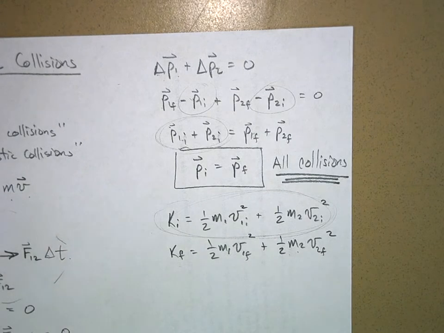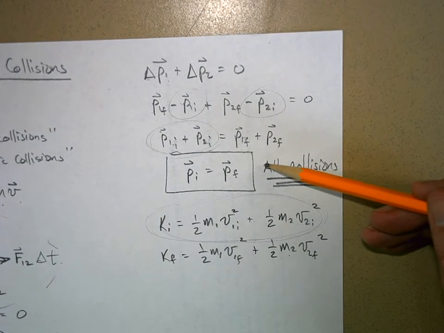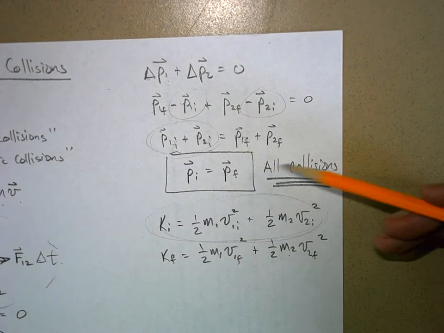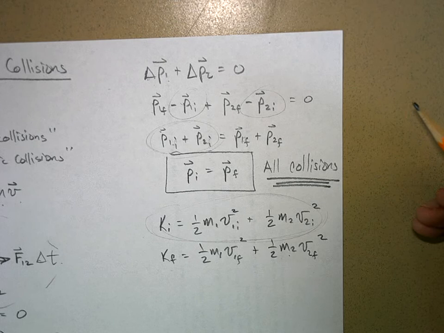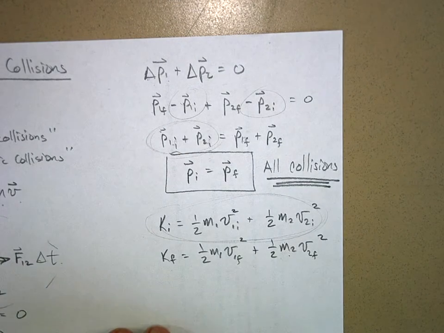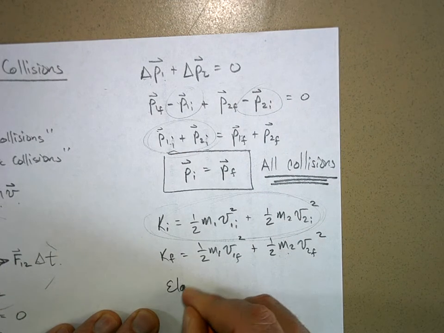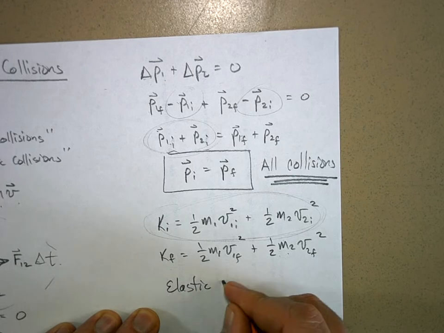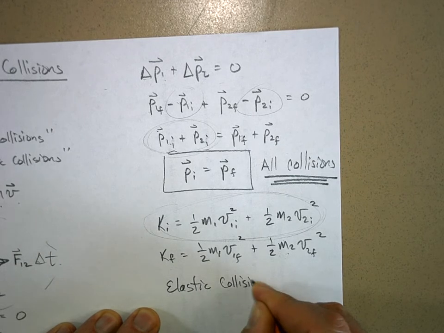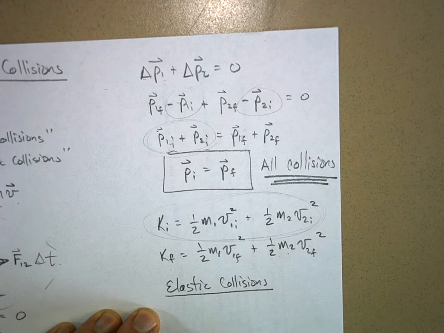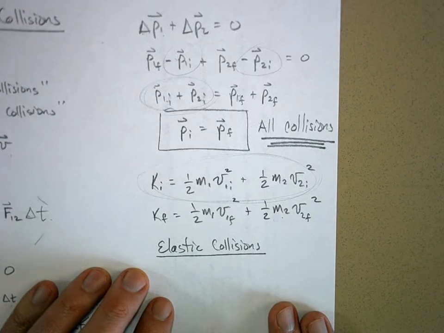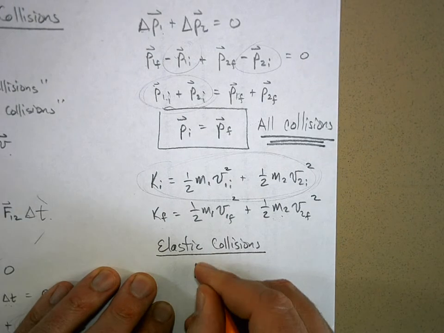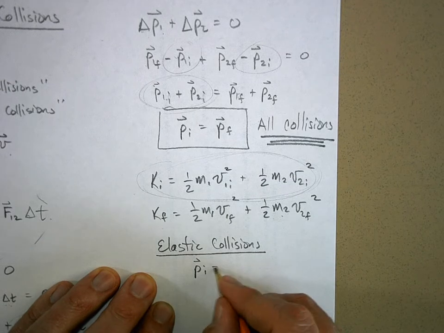In some kinds of collisions, we don't lose any kinetic energy. Now we never lose momentum, but there are some collisions where we also don't lose kinetic energy, and those are called elastic collisions. In elastic collisions, these are the equations you use. P initial equals P final.